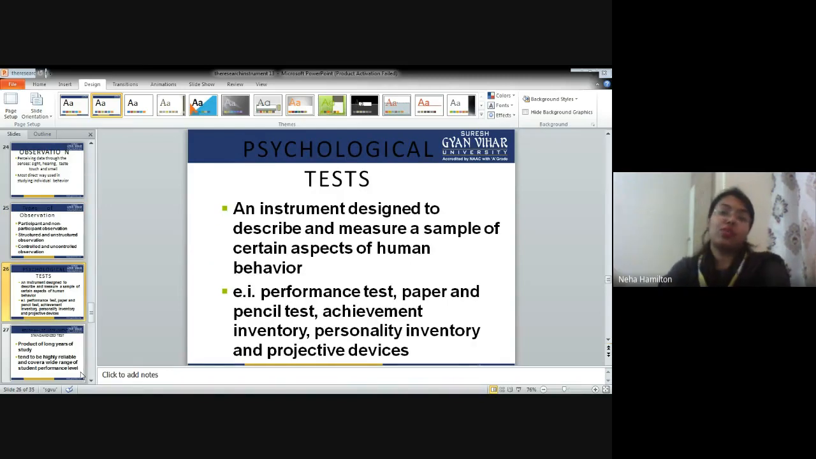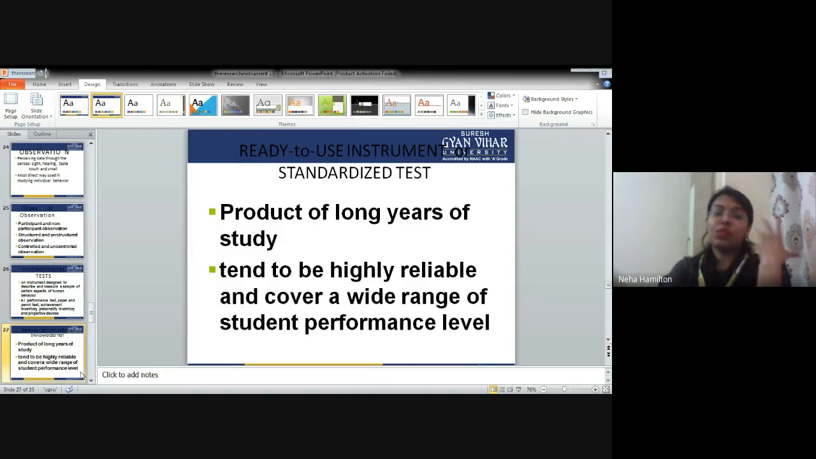Then we have the psychological test, an instrument designed to describe and measure a sample of certain aspects of human behavior. This is called a psychological test, right? If you want to measure the attitudes and aspects of human behavior, then you use psychological techniques. You perform tests, paper and pencil tests, achievement tests, personality inventory tests, and you use projective techniques to find out what is going on in the mind of the respondent.